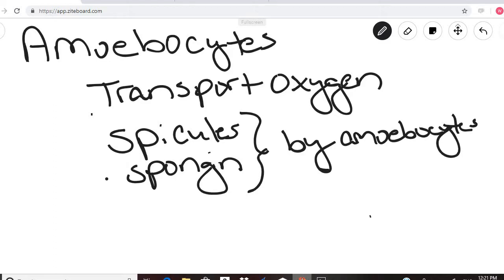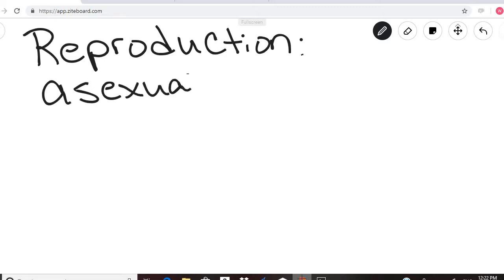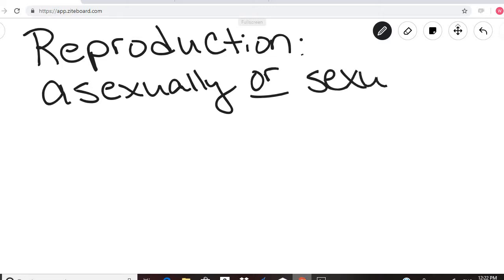Okay, the next thing we need to talk about with regard to the sponge is how do they reproduce? And we will see that there are several ways that reproduction can take place. They can reproduce asexually or sexually. So let's first look at how they can reproduce asexually.